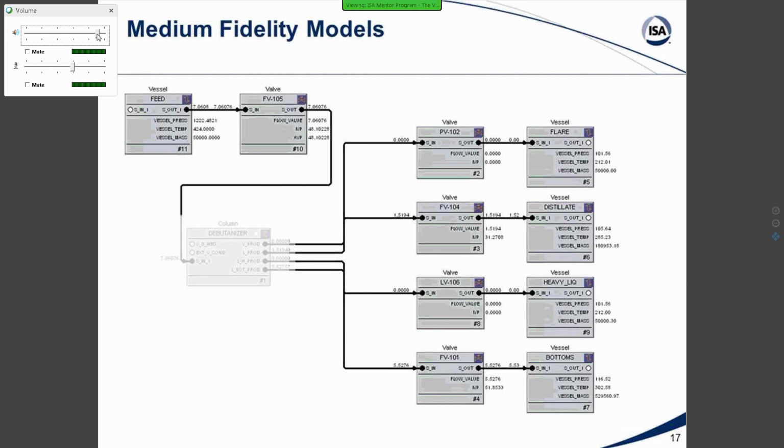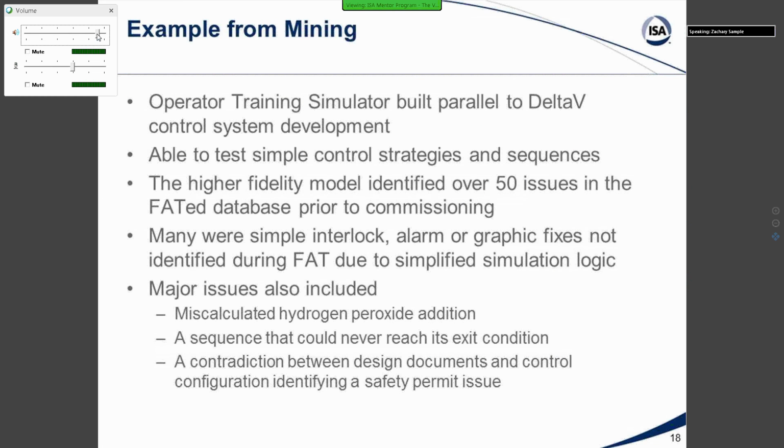Now, I'll actually have two examples here, the first of which is an example that I had recently on a mining project. We built the system in parallel to their control system development. It was a greenfield facility, and the idea of this project was not only to allow them to test simple control strategies and sequences for FAT purposes, but also to train their operators on how to run the control system.